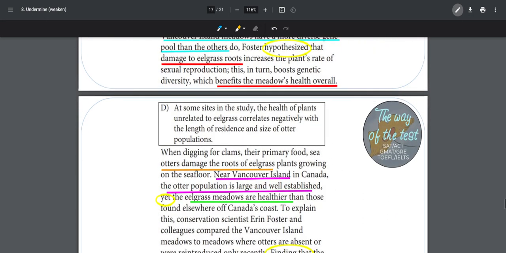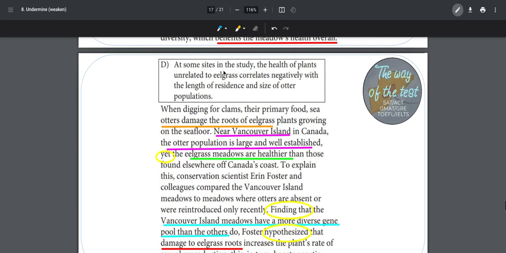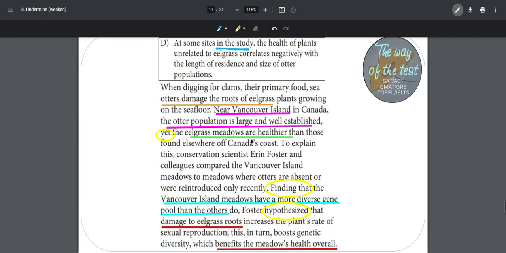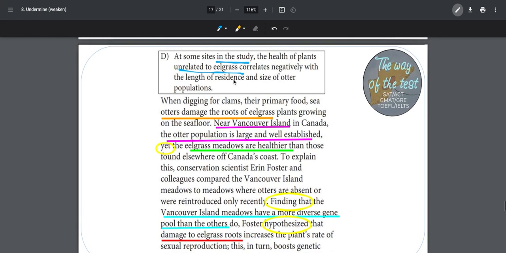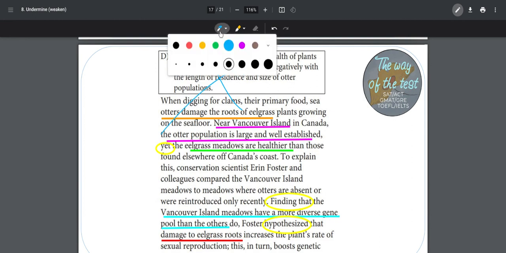And let's look at letter D. At some sites in the study, so whenever it's in the study, it's talking about the same case. So you have to talk about this case exactly. The health of plants unrelated to eelgrass plant. Okay, they kind of lost us because they're talking about other plants, not the eelgrass. Correlates negatively with the length of residence and size of otters. Yes, there's a negative correlation, but it's talking about other plants. I don't care about other plants. I care about eelgrass plants. So we have to choose between B and C.